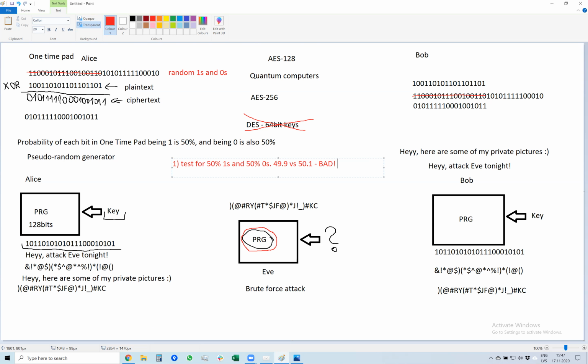Because unfortunately, there are some algorithms where basically if you guess one letter correctly, you can start to kind of unfold the entire message backwards. So 49 to 51 is too bad. It needs to be even closer. It should be something like 49.99999, maybe, should be like the limit. So this needs to be really 50-50.